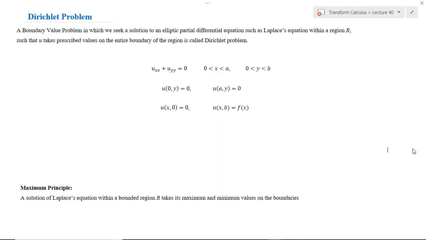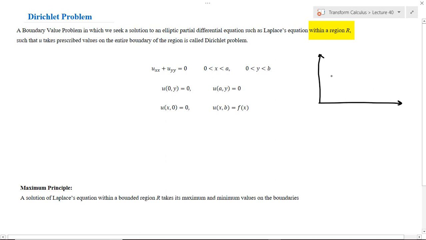For example, here we have a Dirichlet problem. Why? Because first we have a Laplace equation, and we know that Laplace equation is one elliptic partial differential equation. So that's why we meet the first requirement of Dirichlet problems. Second, we define this boundary value problem on a region R. If I plot it, we have the x-axis and the y-axis. x is between 0 and a, and y is between 0 and b. So we are solving this boundary value problem in the region that I show here.